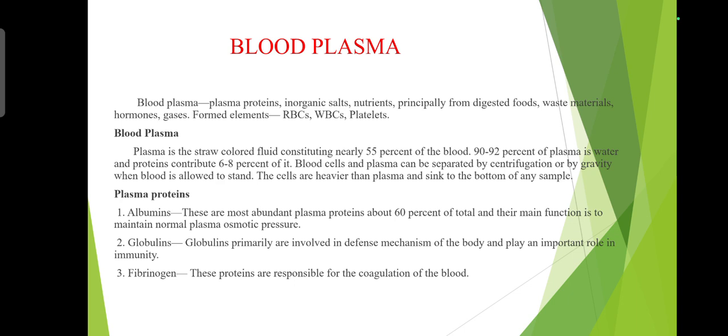Plasma proteins are divided into three: albumins, globulins and fibrinogen. Albumins are the most abundant plasma proteins, about 60% of the total, and their main function is to maintain normal plasma osmotic pressure. Globulins are primarily involved in the defense mechanism of the body and play an important role in immunity. What is fibrinogen? These proteins are responsible for the coagulation of blood.